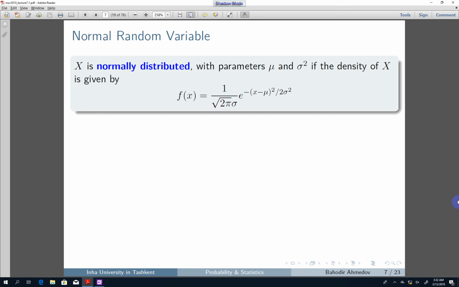No, sigma is not under the square root. Sigma is separate from the square root. 2 pi is under the square root and multiplied separately by the sigma. Okay, actually, you don't need this formula. It's really big, and we're not going to use this formula to find the probabilities.